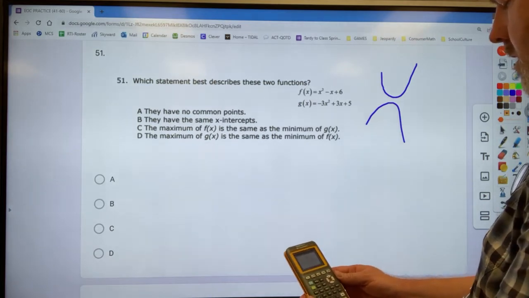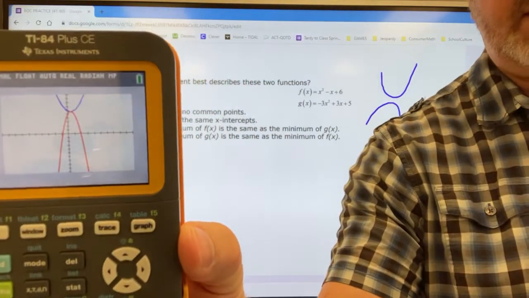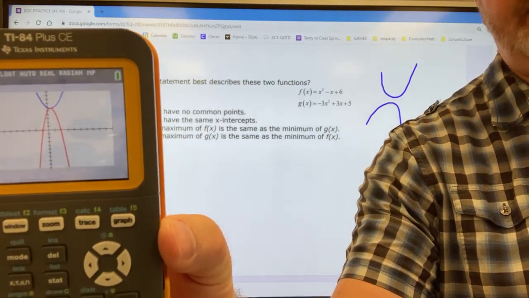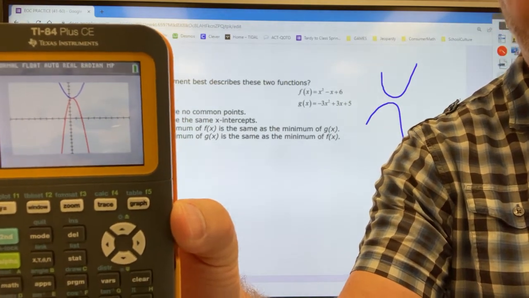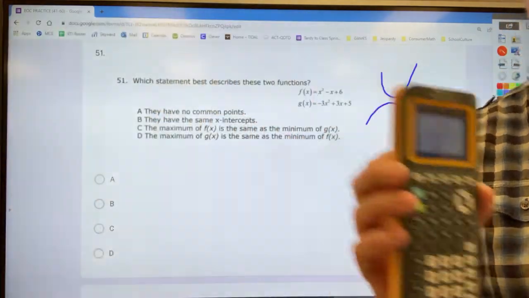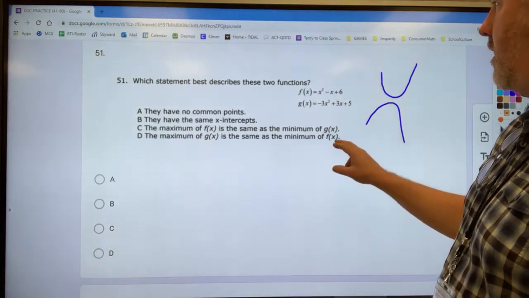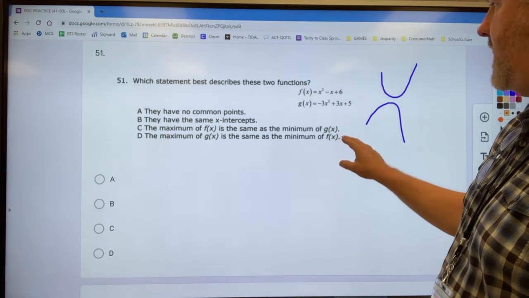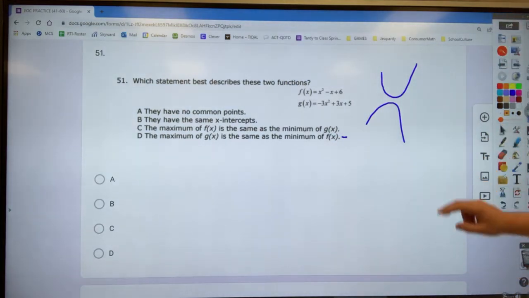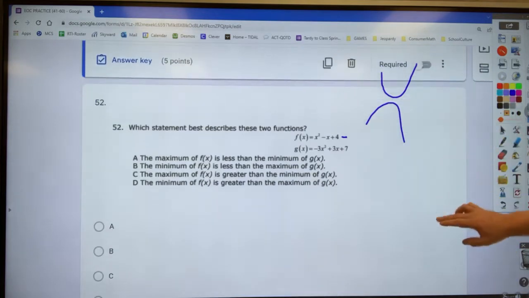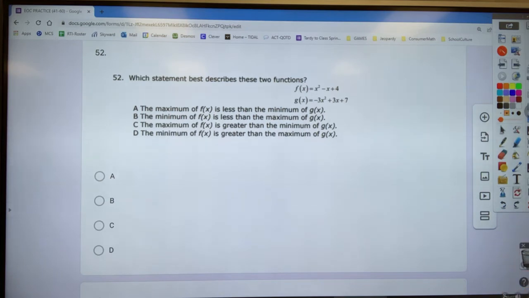Okay. Interesting. First one's on top, second one's on the bottom. They seem to share a vertex, except for the blue one, the first one, it's the minimum, and for the second one, it's the maximum. So the maximum of G is the same as the minimum of F. So we're going to go with D on that one. Using our trusty calculator, we are correct. All right? Which statement best describes these two functions?